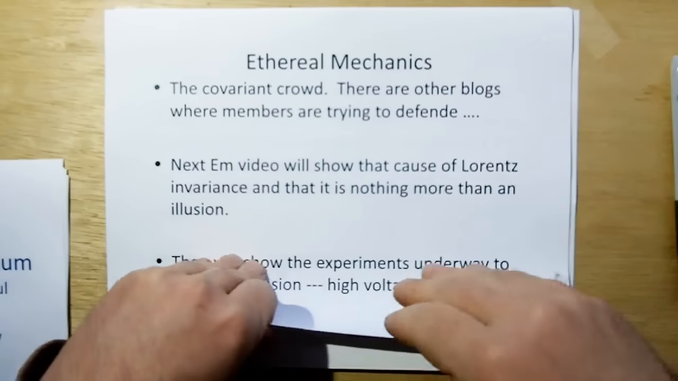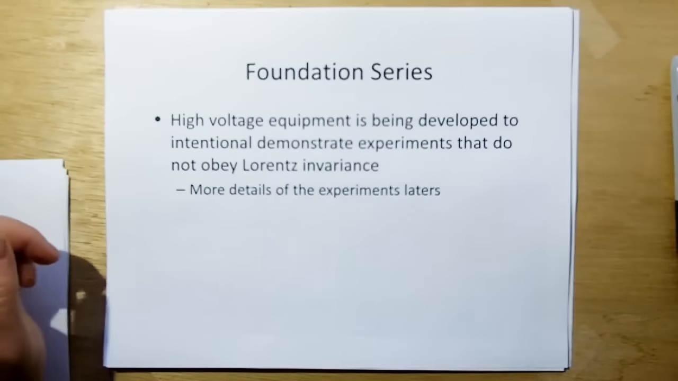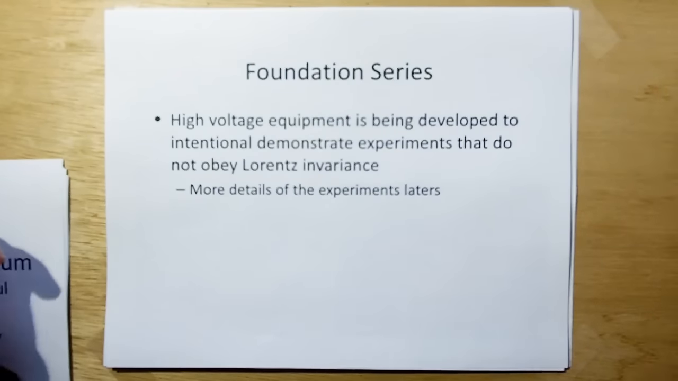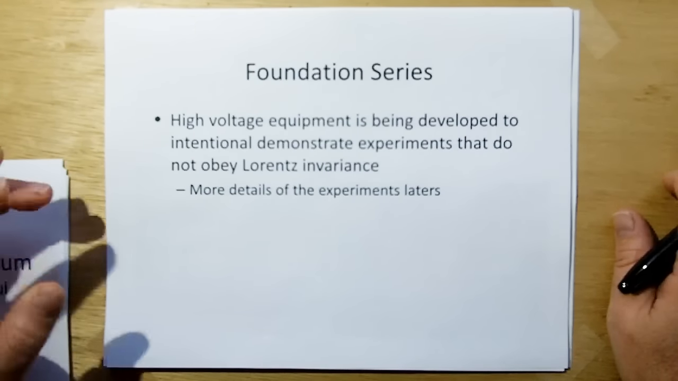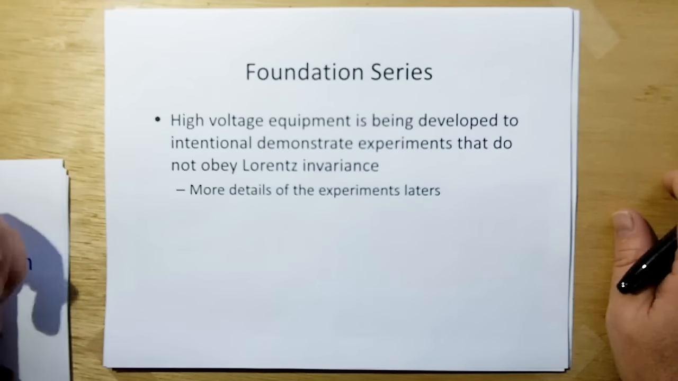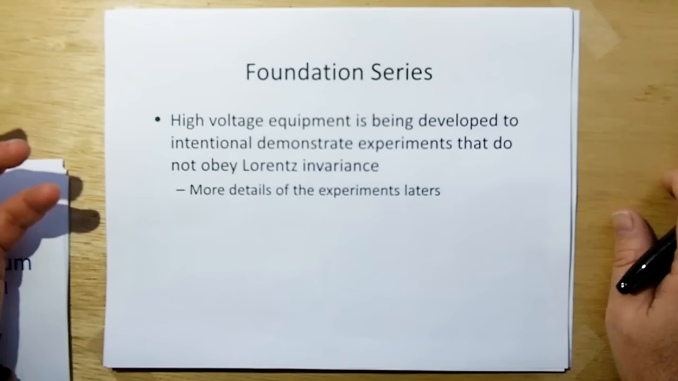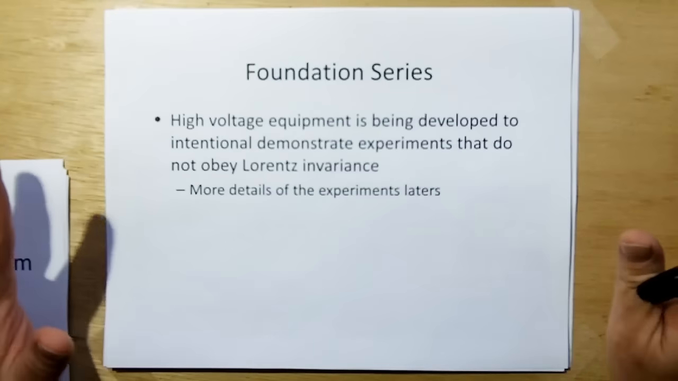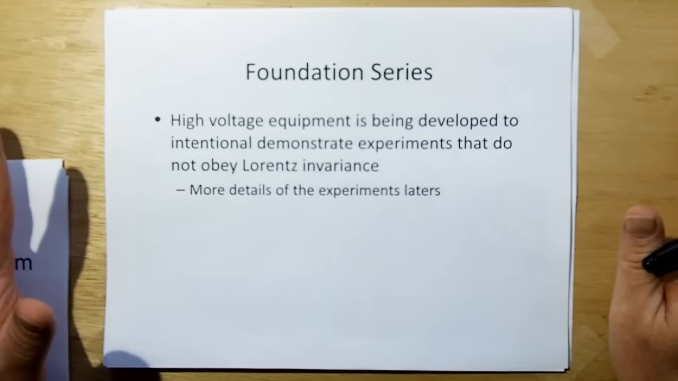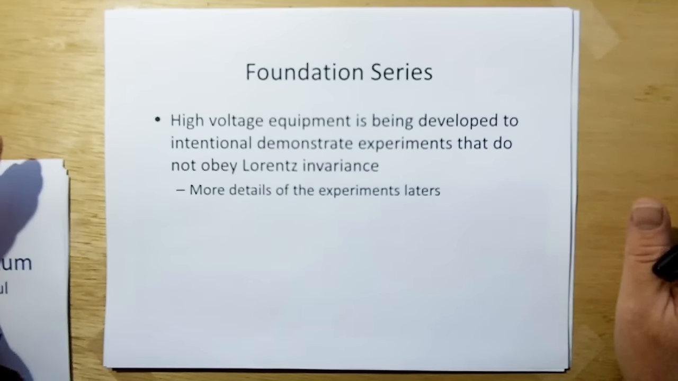If I try to go into details now, it'll sound kind of hokey, unless I build up step by step so it'll make sense to you. And this high voltage equipment is being developed not only to demonstrate experiments that do not obey Lorentz invariance, but there's other experiments where we need to break the balance of charge in order to show effects that only occur when charge is imbalanced. Because most of the experiments we've run now are with charge balanced. Most of the experiments that scientists run are with charge balanced. And we're going to show you a simple desktop experiment that when you imbalance the charge, you can see things that you couldn't see normally.